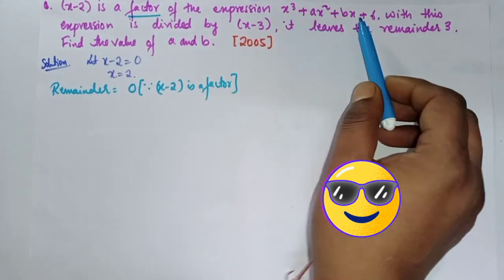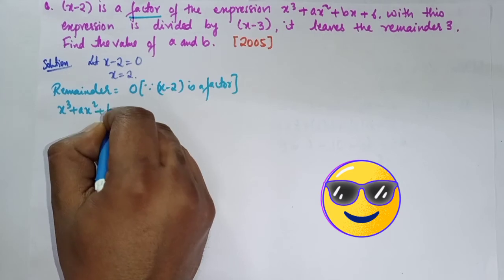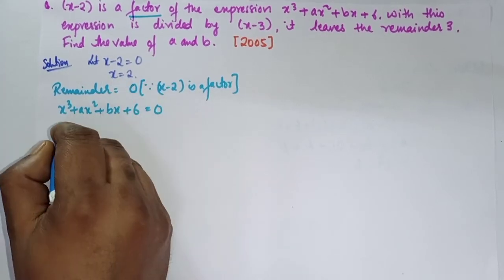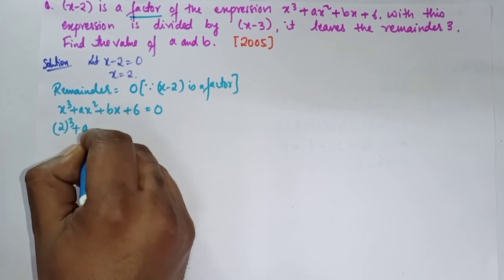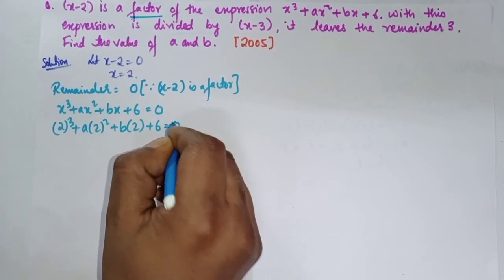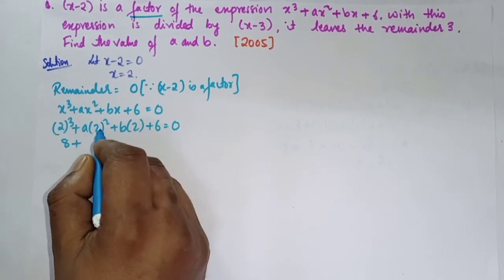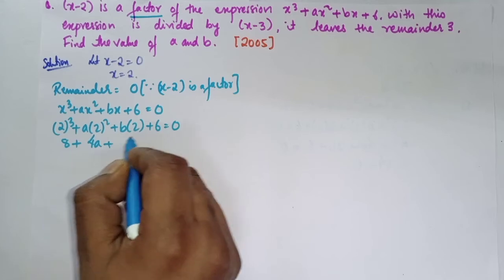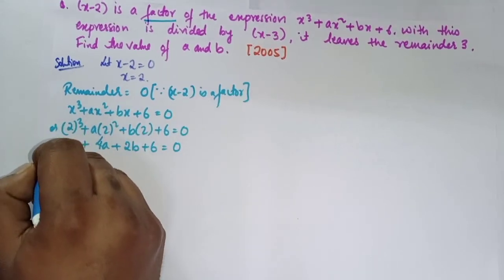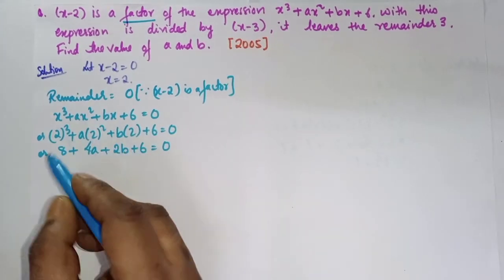Now we have to write the expression. What do you have? x cube plus ax square plus bx plus 6 equals 0. What is the value of x? 2. So 2 cube plus a 2 square plus b 2 plus 6 equals 0. 2 cube means 2 into 2 into 2, so it will be 8 plus 2 square is 4a plus 2b plus 6 equals 0. Now what can I do here? 8 plus 6. 8 plus 6 is how much? 14.